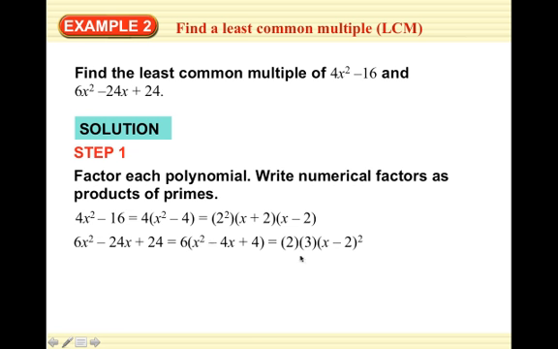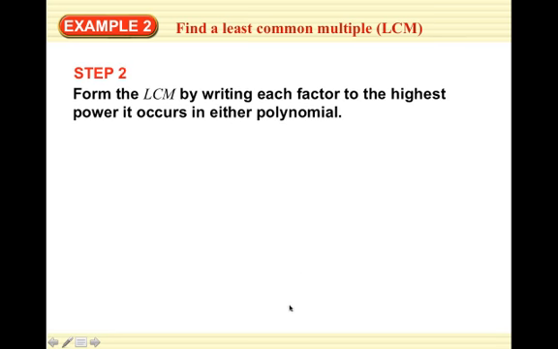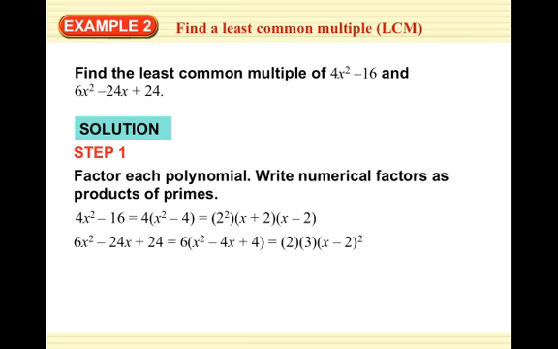And then 6 written as a product of primes is 2 times 3. All right, our next step, you're going to form the least common multiple by writing each factor to the highest power it occurs in either polynomial. So, for instance, we've got a 2 and a 2 squared. Well, 2 squared is to a higher power than 2 to the first. So we're going to have a 2 squared in our least common multiple.